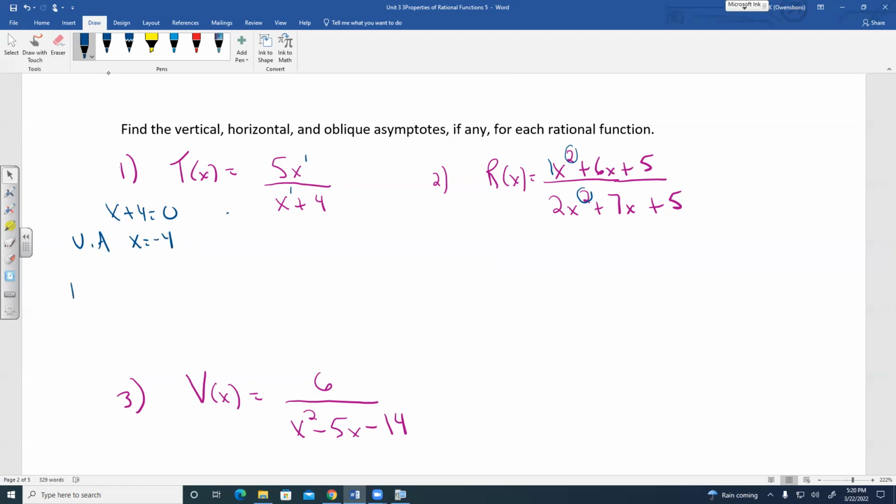The horizontal asymptote does exist because the degree of the numerator and the degree of the denominator are the same. So that's going to be y equals 5 over 1. So your horizontal asymptote is going to be y equals 5.